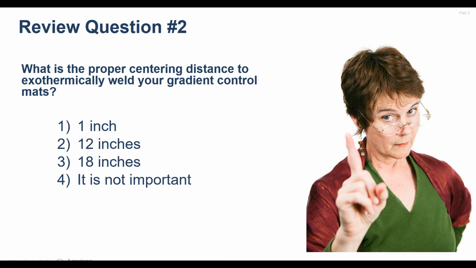How about number 2? The proper centering distance to exothermically weld your gradient control mats: 1 inch, 12 inches, 18 inches, or it is not important. I hope you remember that we actually want to build those seams with our exothermic welds at 18 inches in order to safely accomplish a monolithic structure when we're through. So in that case, number 3 would be the right answer, 18 inches.